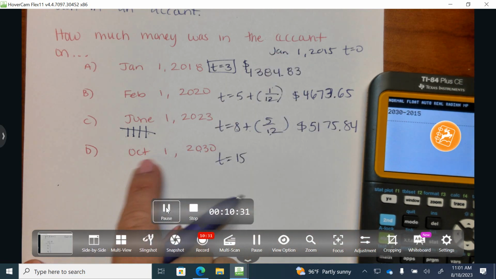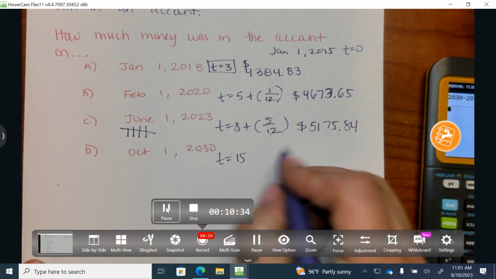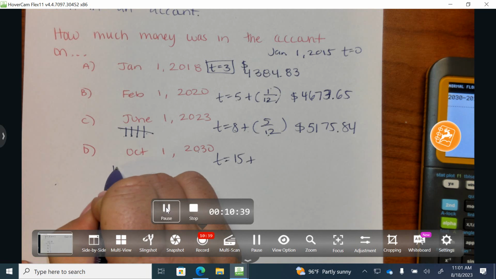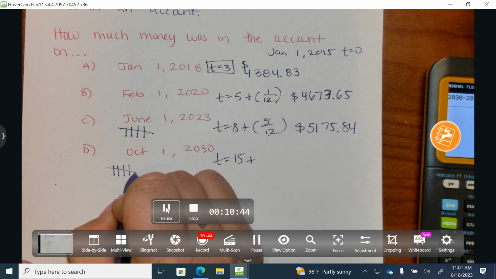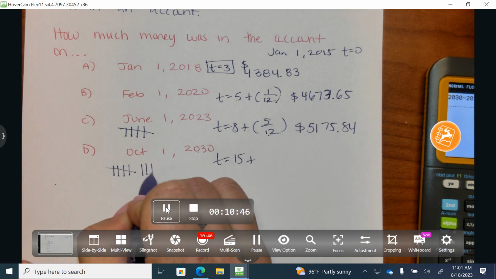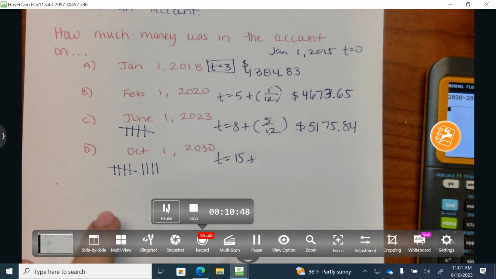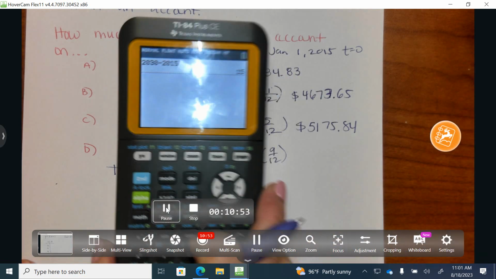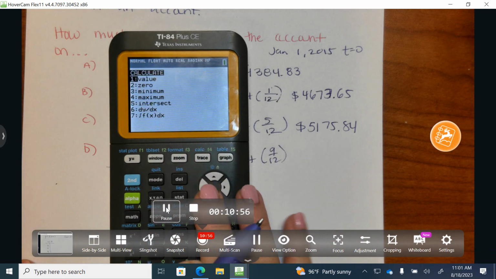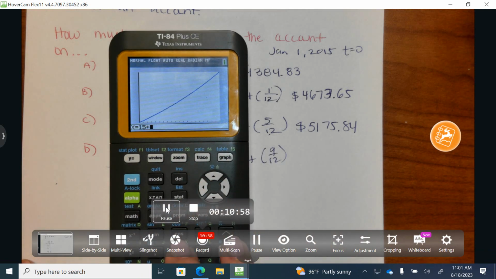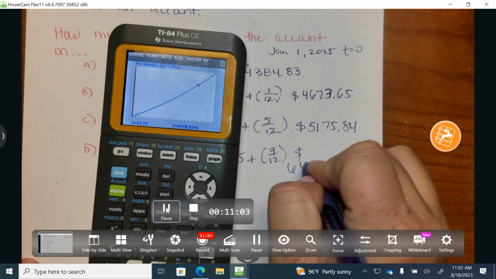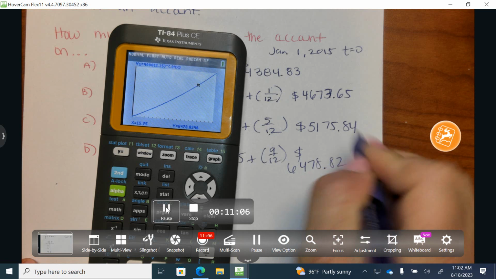If this was January 1st as well, I would just have t equals 15. Let's see how many additional months. So January 1st to February 1st to March 1st, April, May 1st, June 1st, July, August, September, and October 1st, the beginning of October. So plus 9 divided by 12. I come over here, second trace value, 15 plus 9 divided by 12 gives me $6,478.82.